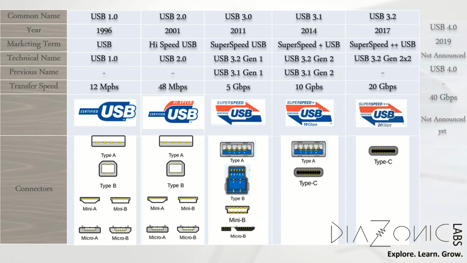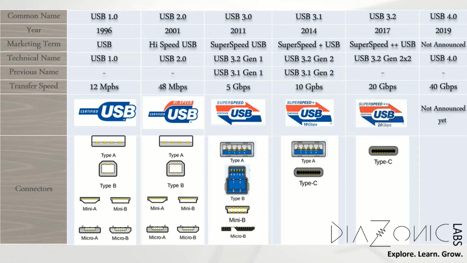Okay, the latest standard which is going to be released, it's already published as a standard, but it's not as of now seen on common everyday devices. So that's USB 4. Okay, the transfer speed of this is expected to be 40 Gbps. They have not announced the marketing term for this. I'm sure they'll come up with a new fancy name, or maybe they will not. But yeah, we'll wait for it.